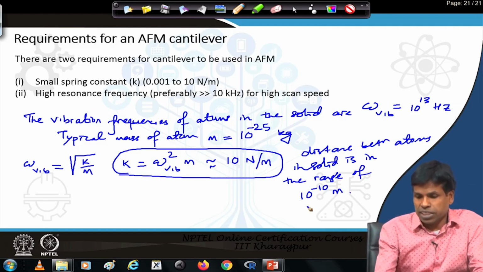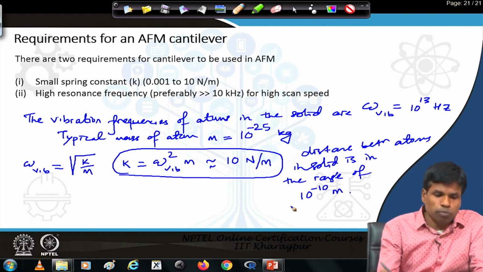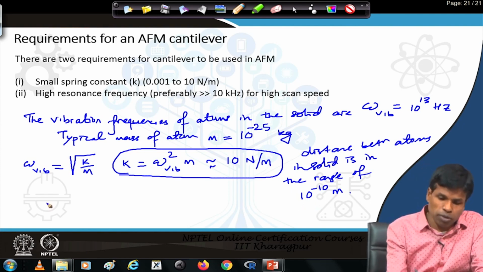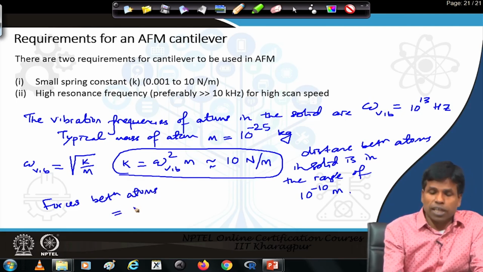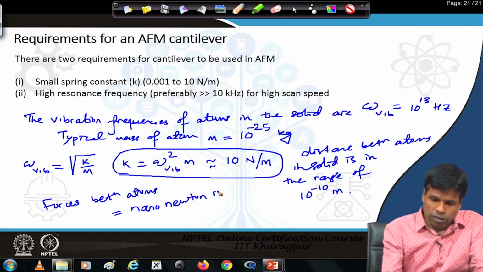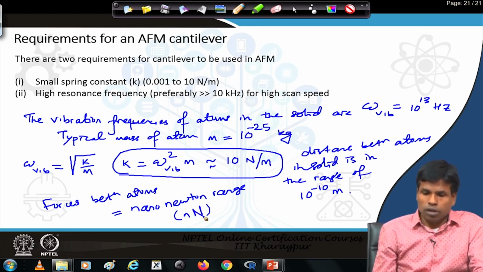If this is the case, then the forces between atoms will be in the nano Newton range. As you see here, the force between atoms is in the nano Newton range, and this is expected to follow Hooke's law.